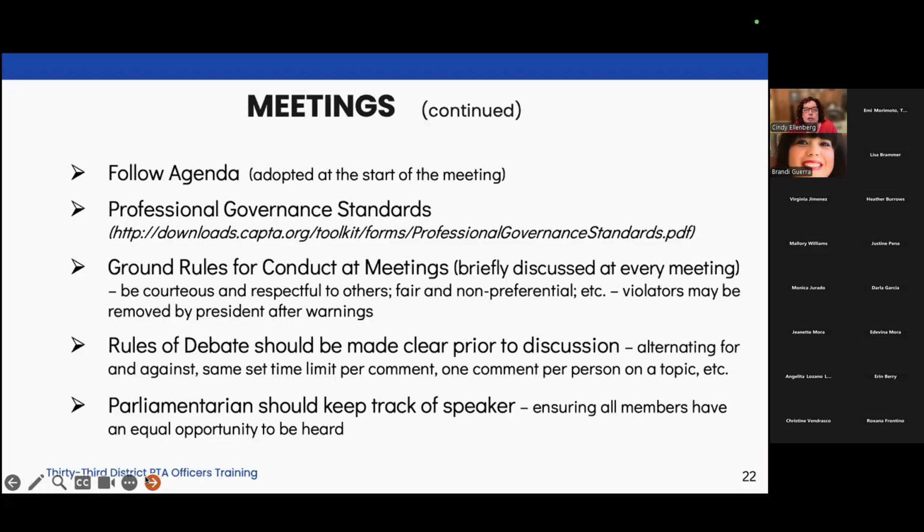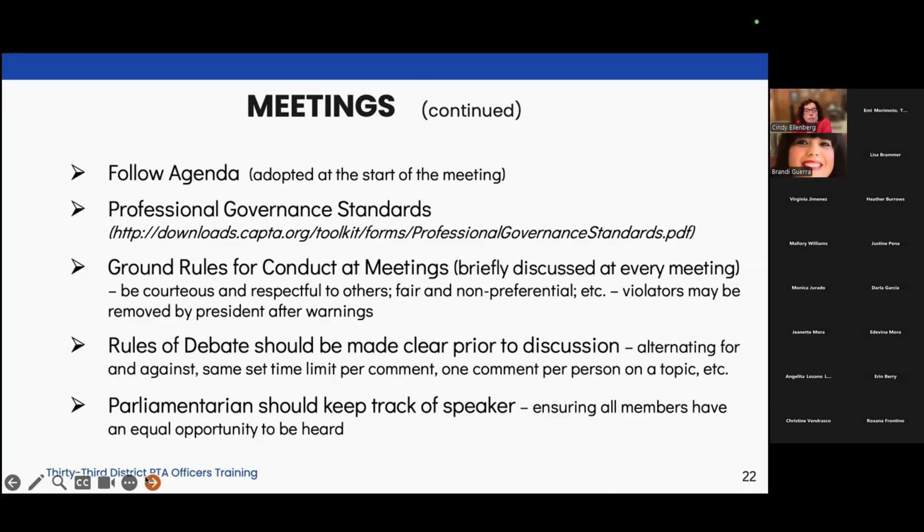You could set your ground rules for conduct at meetings and briefly discuss it at every meeting. Things like be courteous and respectful to others. The meeting should be fair and non-preferential. And just so you know, violators may be asked to be removed after warnings are given. So if somebody is being disruptive to your meeting, the president would give them warnings. That kind of behavior is not tolerated at our meetings. We must treat everyone with respect. And if the person continues, the person can be removed by the president and the meeting stopped until that person leaves.